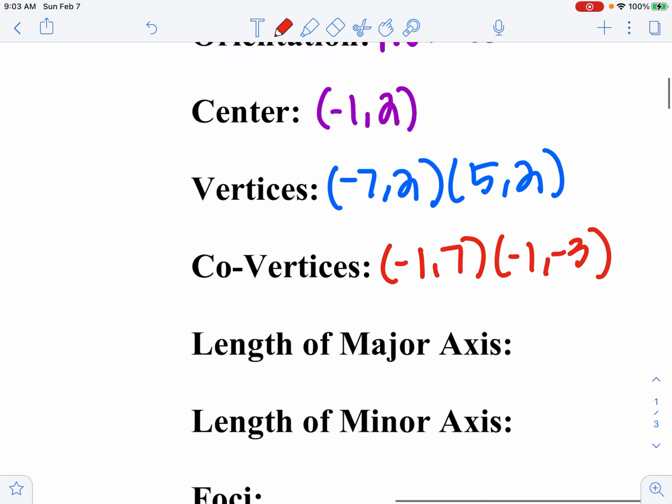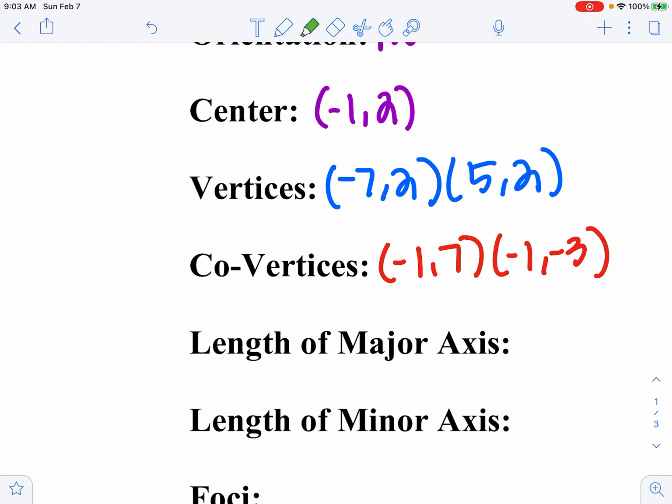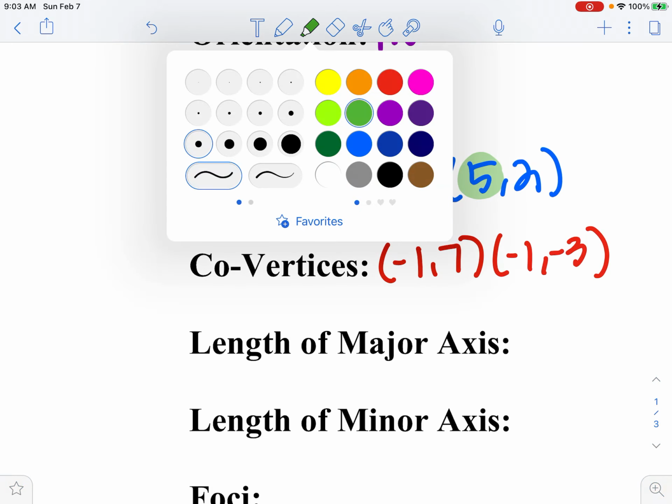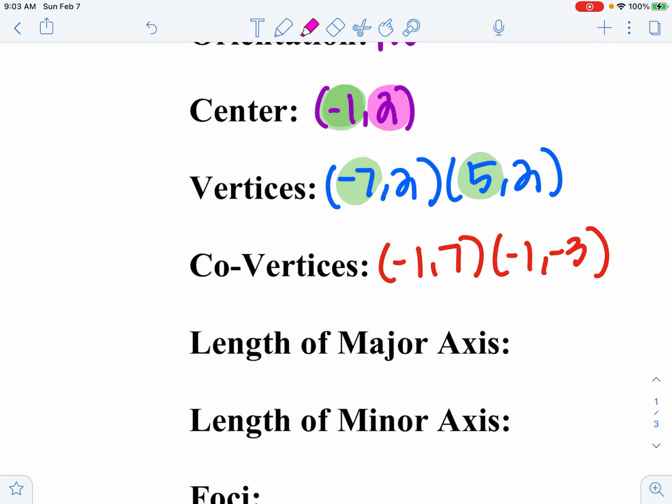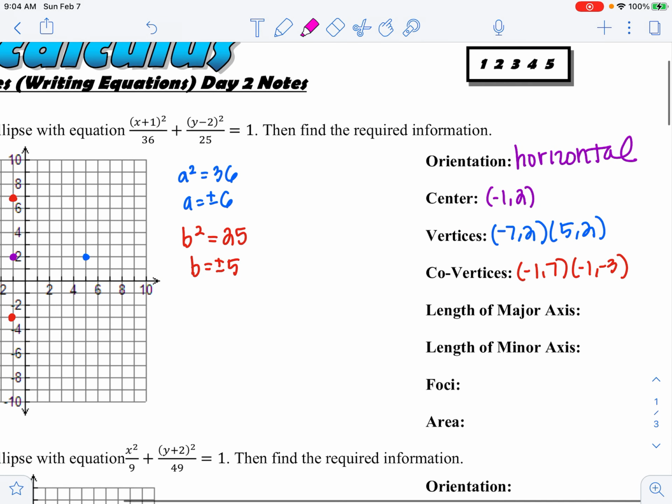You could always check both your vertices and co-vertices by looking at your points. Like if I was comparing my vertices and my center, I would look to see what they have in common. They all have a y value of 2, so that's what's different. This is negative 1 and it went to negative 7, which is minus 6. This is negative 1 and it went to 5, which is plus 6. Now I was supposed to go left and right 6, so I know I did it right. Then you can do the same thing with your co-vertices. This was at 2, now it's at 7, so that's up 5. This was at 2, and then it's down to negative 3, so that's down 5. And just make sure your numbers are all accurate.